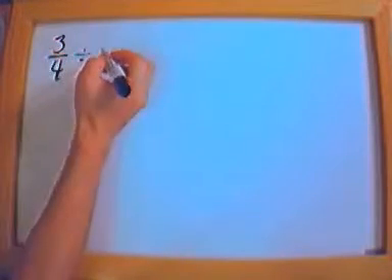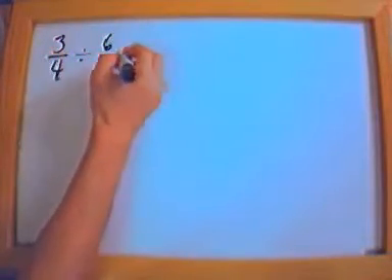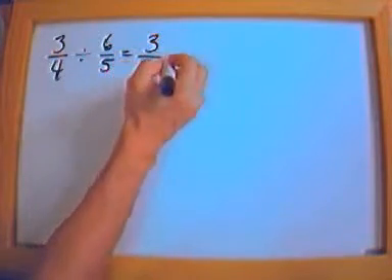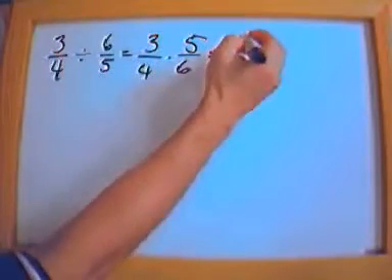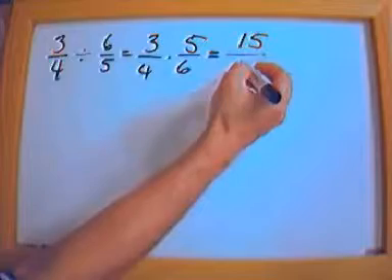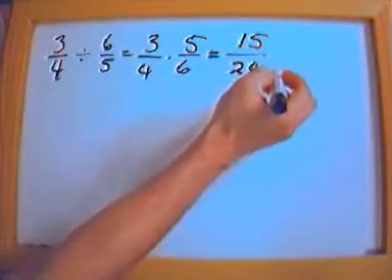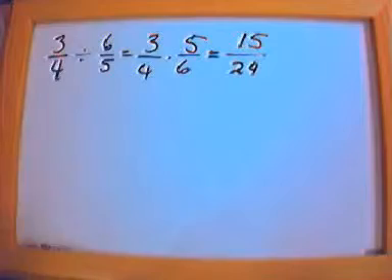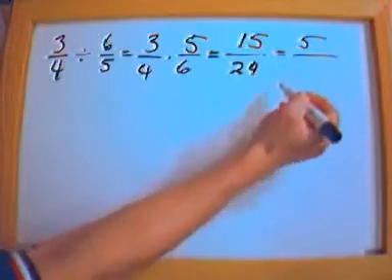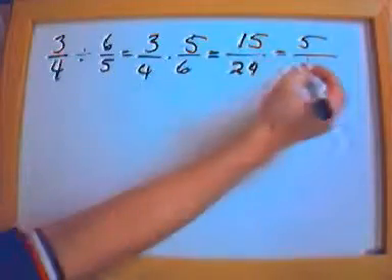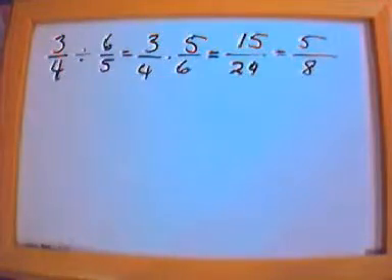So let's just do a few more. 3/4 divided by 6/5. So that equals 3/4 times 5/6. All we do is flip it. This equals 3 times 5 is 15. 6 times 4 is 24. And we see if we can simplify that, and you notice that you can divide both of those by 3. 15 divided by 3 is 5. And 24 divided by 3 is 8. The answer is 5/8. And that's it for that one.